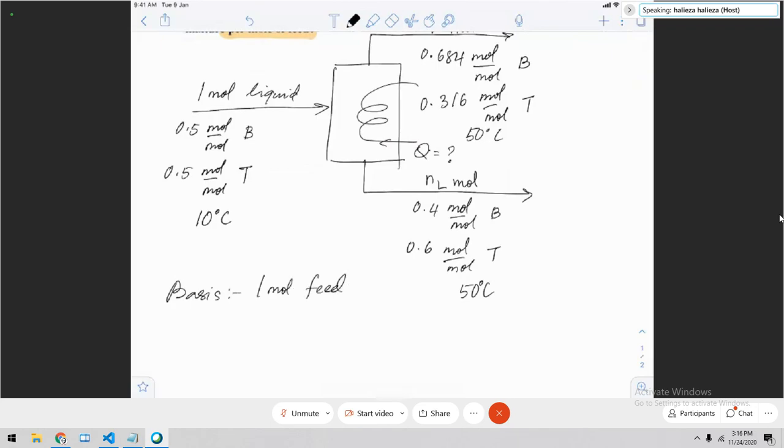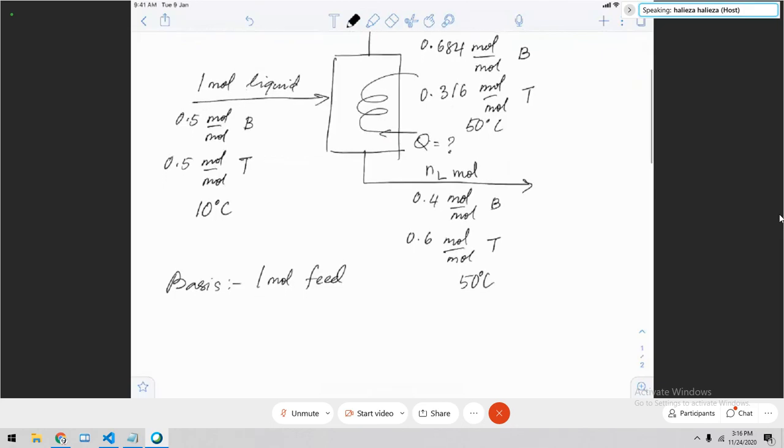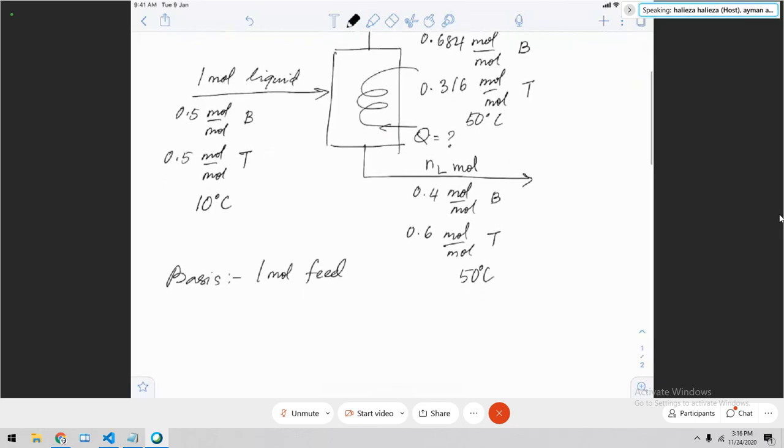Okay, 1 mole feed. So next, we're going to solve for Q. We know we're going to use the equation for the open system. No dot on top, because we are not looking at flow rate. We are just looking at the amount.